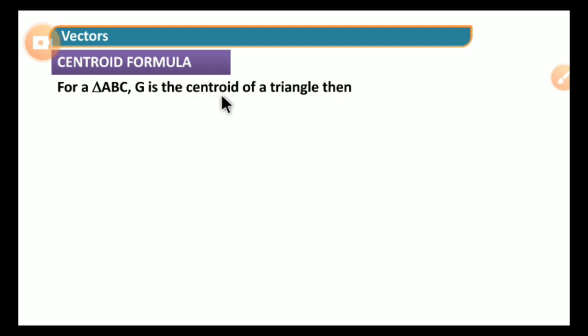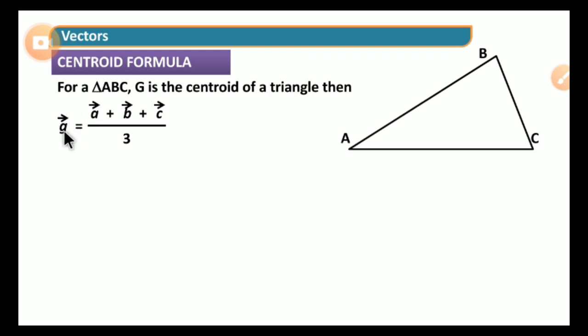Then one more formula is there, that is the centroid formula. For a triangle ABC, G is the centroid of the triangle, then G is the position vector of the centroid of the triangle. Therefore, we will have the formula G vector equals vector A plus vector B plus vector C divided by 3. Then, students, what do you mean by the centroid of a triangle?